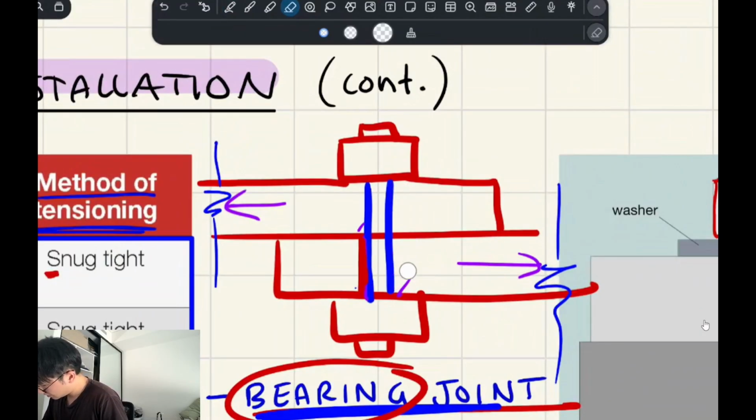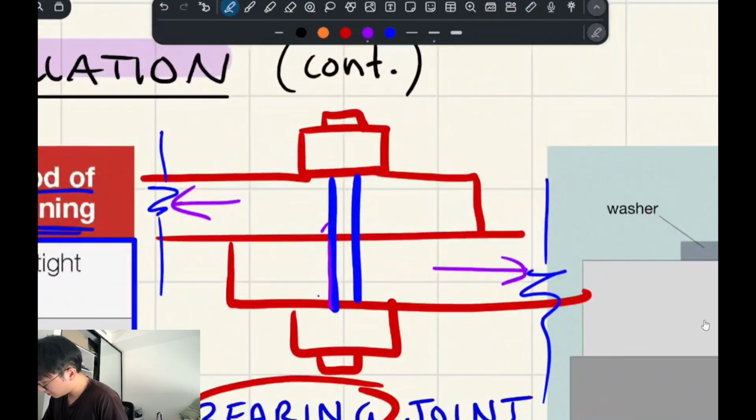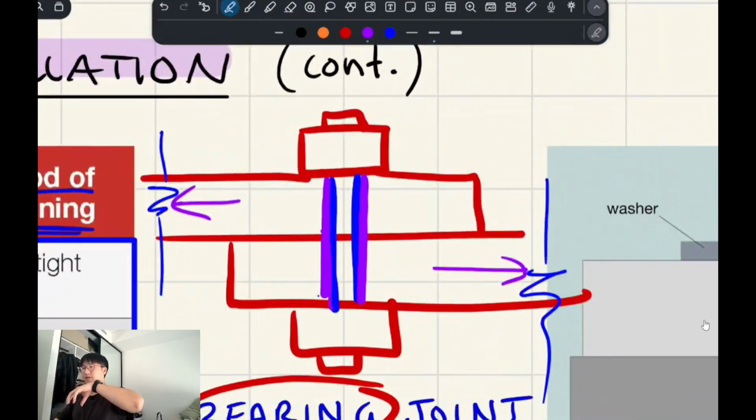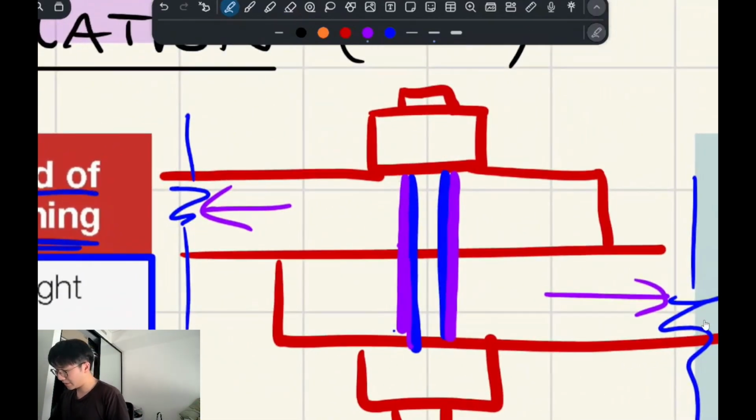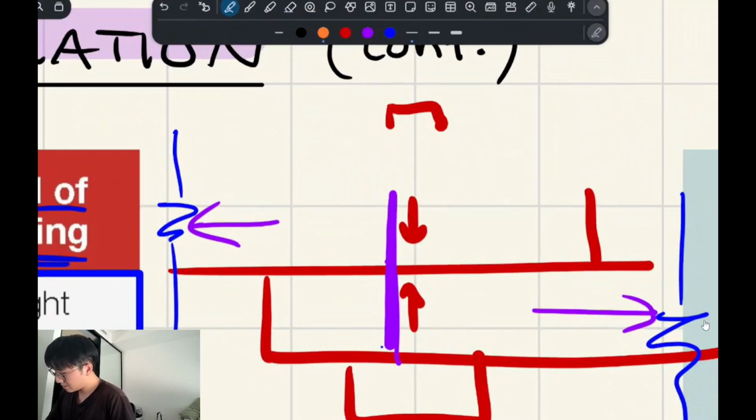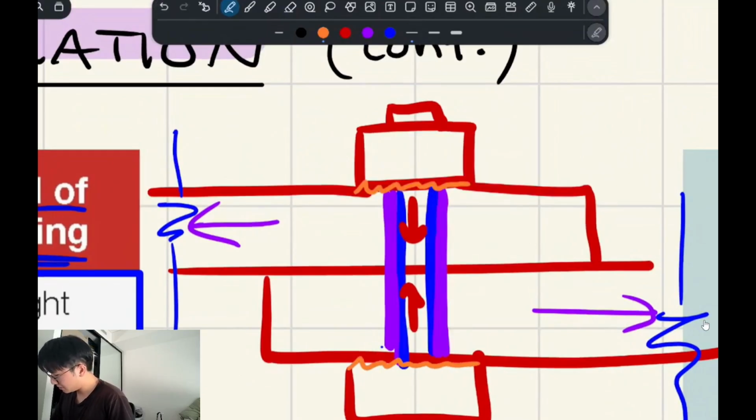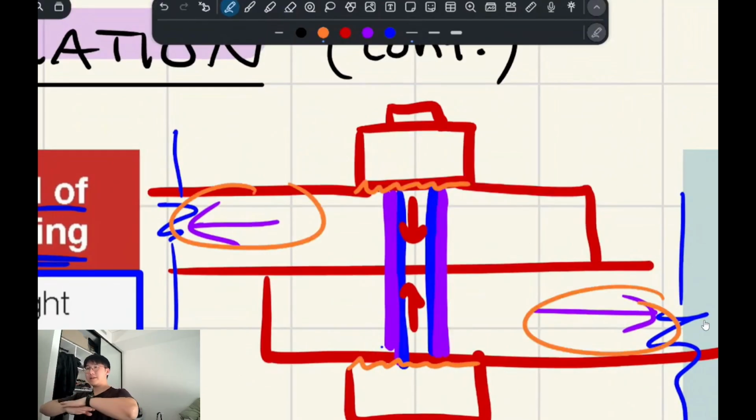So you don't allow the plates to move against each other. The idea is, let's say the hole and the bolt itself, we don't want them to touch each other. So let's just say they're parallel to each other. If you tension this bolt enough, it essentially has to overcome friction in order to slide, for there to be any slip between the two plates.